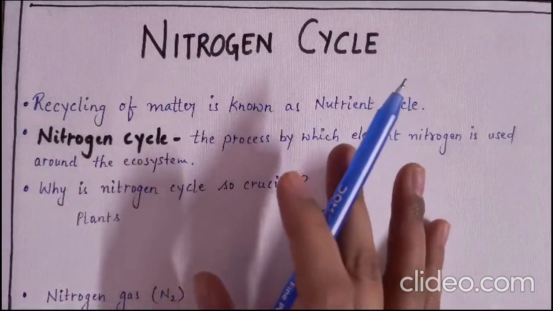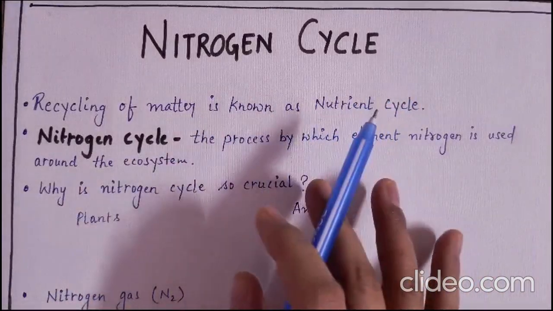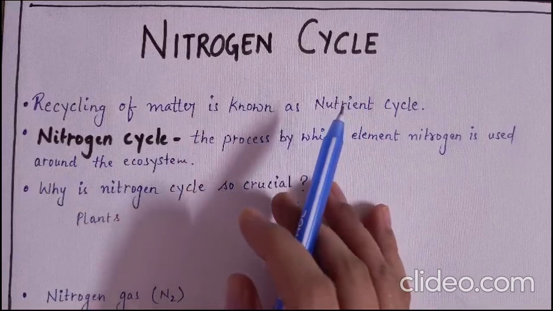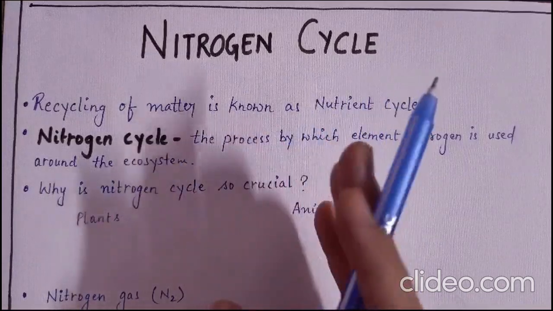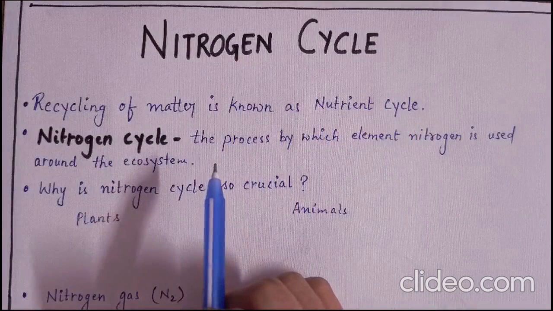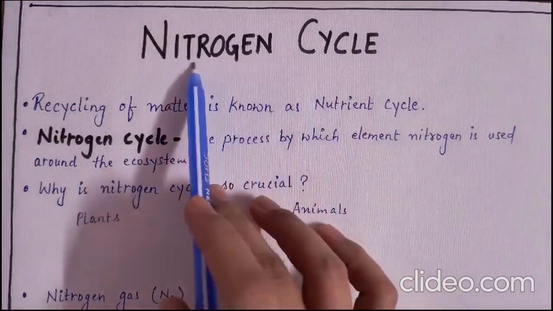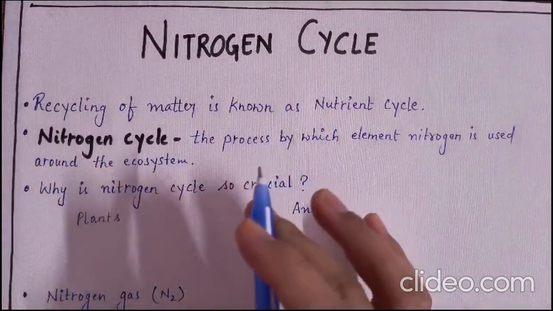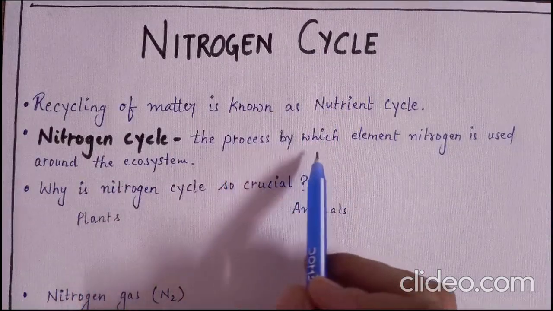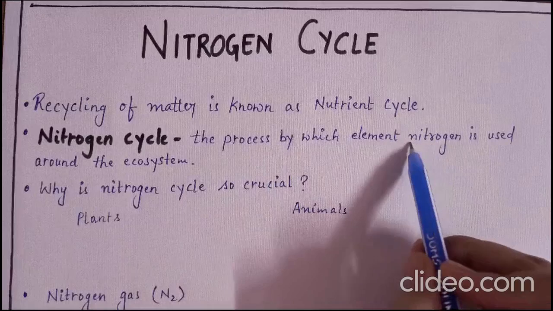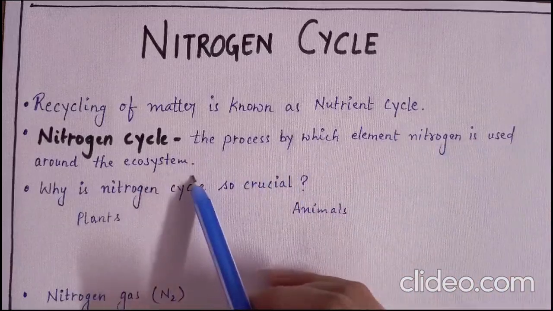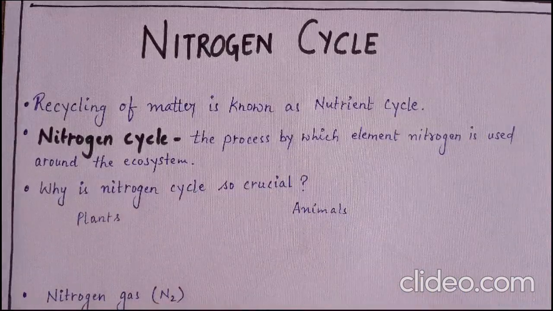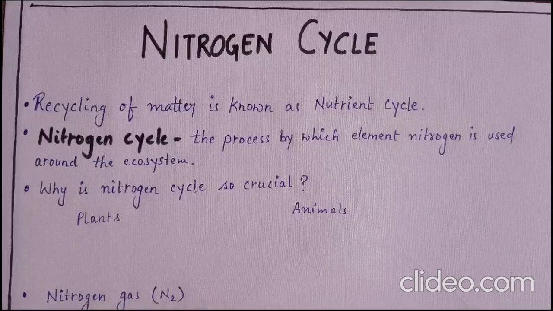Now there are different types of nutrient cycles. So many nutrient cycles are there. There is phosphorus cycle, carbon cycle, oxygen cycle, nitrogen cycle. You already have learned about water cycle, right? In today's session, we will focus on nitrogen cycle. All right. Now, what is nitrogen cycle? It is the process by which the element nitrogen is used around the ecosystem. So basically it is how the nitrogen is used around the ecosystem, how it is recycled, how it is reused.